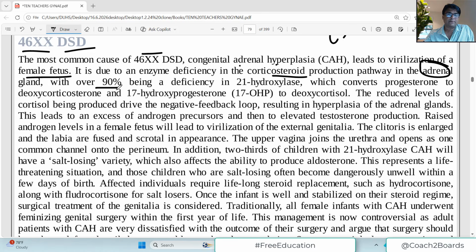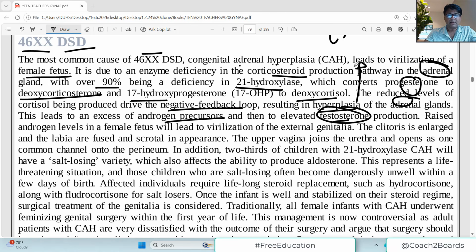And in 90% of the cases, it is actually 21-hydroxylase, which converts progesterone to deoxycorticosterone, and 17-hydroxyprogesterone to deoxycortisol. So this pathway is disturbed. The reduced level of cortisol being produced drives the negative feedback loop, resulting in hyperplasia of the adrenal. The adrenal is over and superactive. This leads to an excess of androgen precursors and then to elevated testosterone production. So this is what causes excessive virilization.